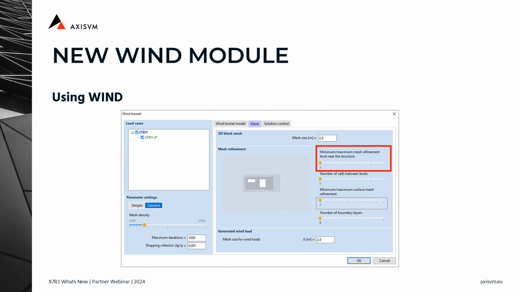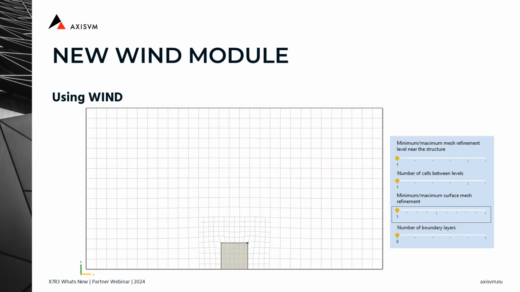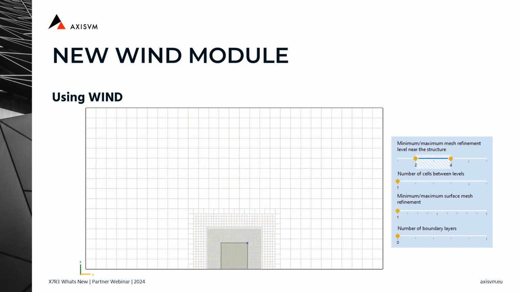The program refines the mesh in 2 steps. It uses the minimum level on the outer part of the bounding cuboid, while it uses the maximum level on the inner part. This is the mesh we get with level 1 setting, and the mesh we get with minimum 2 and maximum 4 refinement.